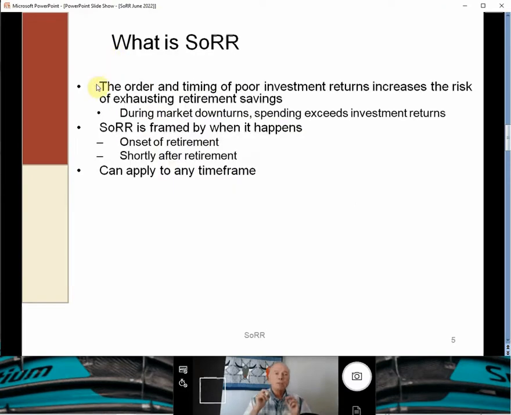Well, it's the order and timing of poor investment returns, increasing the risk of exhausting your retirement savings. During market downturns, spending exceeds investment returns. Sequence of returns risk is framed by when it happens: onset of retirement and/or shortly after retirement. Now that said, I think that what I'm talking about today can apply to any time frame, but specifically the definition of sequence of returns risk is tied to retirement.